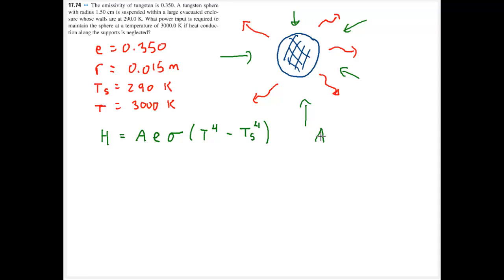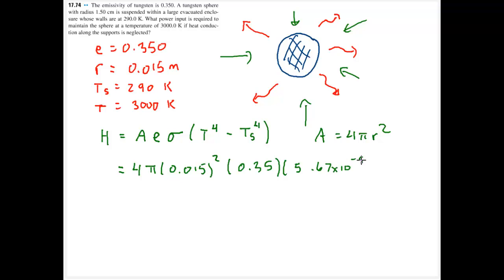So lastly, I know that the area of a sphere is going to be 4 pi r squared. So the heat I must add into this sphere is going to be 4 pi multiplied by the radius squared, 0.015 squared. The emissivity of the tungsten, 0.35. The Stefan-Boltzmann constant, 5.67 times 10 to the negative 8th. And now I'm going to here have my temperature I'm trying to maintain, 3000 to the 4th. Subtract off the temperature that it's losing through radiation, so 290 to the 4th. And I go ahead and I calculate that out, and I'm going to calculate 4.54 times 10 to the 3rd watts. That's how much heat, how many joules per second I need to add to the sphere in order to maintain that temperature of 3000.